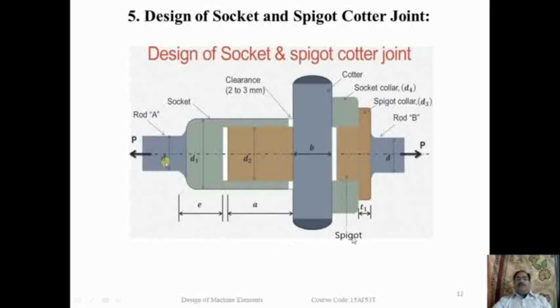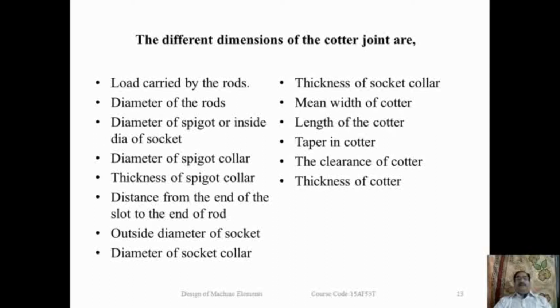Dear students, once again I will explain this. The different dimensions of the cotter joint and their design are on the basis of the load carried by the rods. First we have to design the diameter of the rods. Second, the diameter of the spigot or inside diameter of the socket. Third, the diameter of the spigot collar. Next we have to design the thickness of the spigot collar.